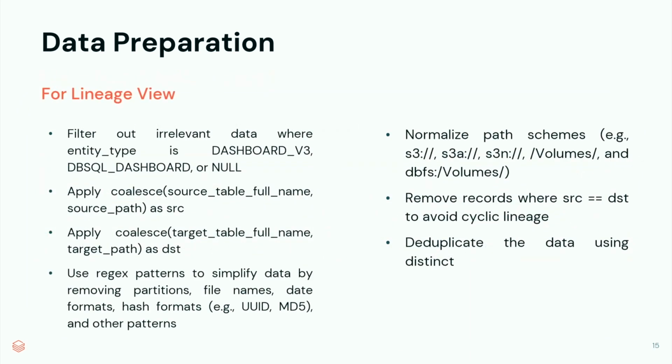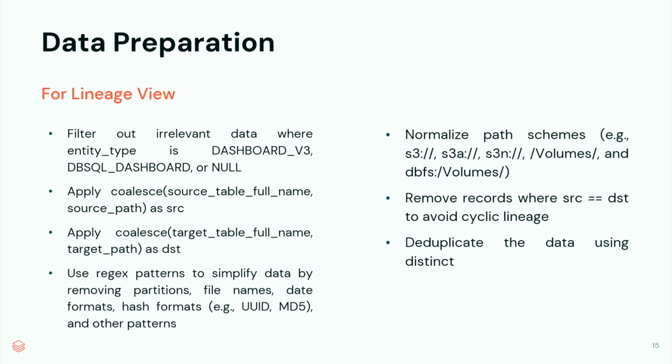So for the lineage view block, the first block that I showed in the diagram, at first we need also to filter out irrelevant data where entity type is dashboard or null because they are not useful as well. Then we need to apply coalesce on the source table full name column and the source path column to simplify, merging them into a single column that we can call source, and do the same for the target. So we can have less data and make our graph processing easier.